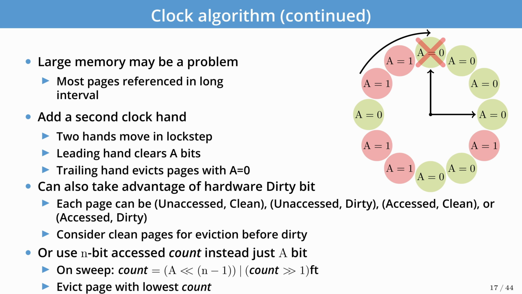The second variation that we commonly see is that we can generalize swap to multiple bits. So instead of just one bit deciding whether or not it's accessed or not, we can have an n-bit counter that we generate as we're sweeping over the pages. And then we can evict pages that have only the lowest counts. This way we can have a gradient of heat telling us how hot or cold a page is rather than just simply a binary value.